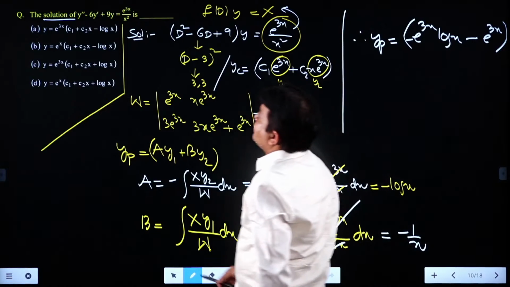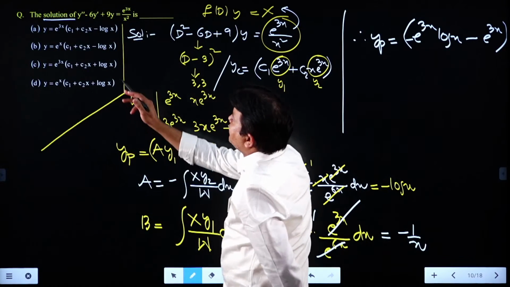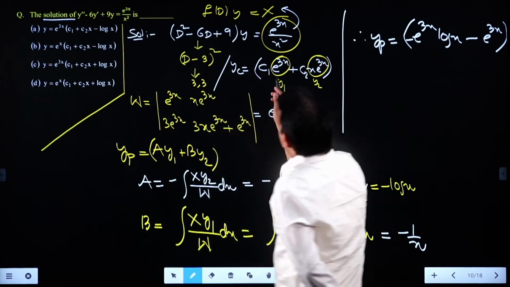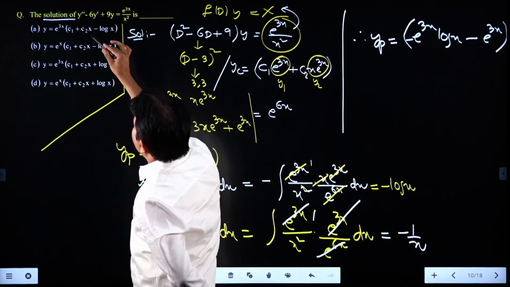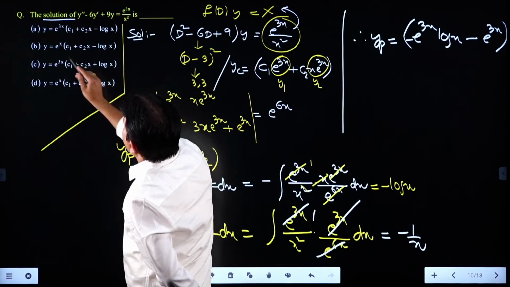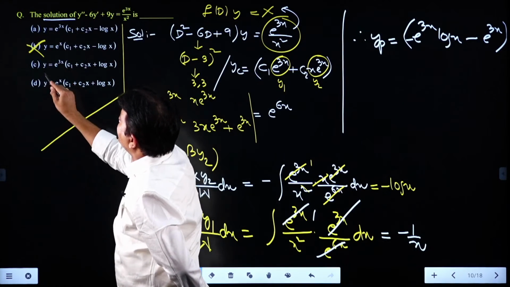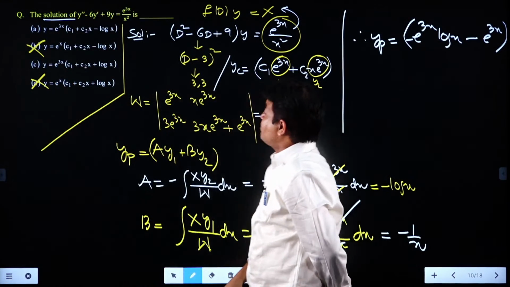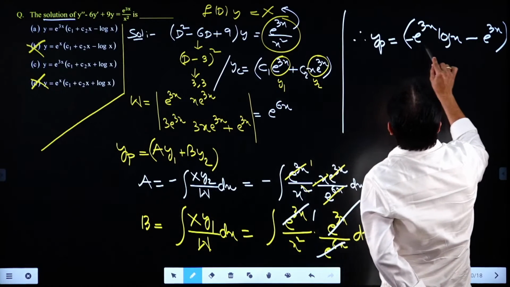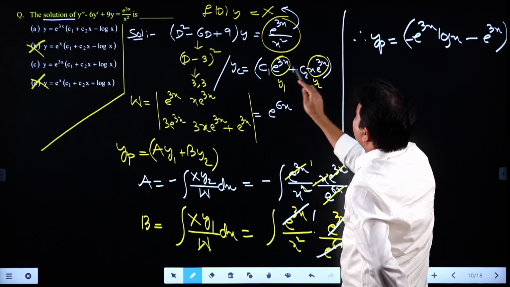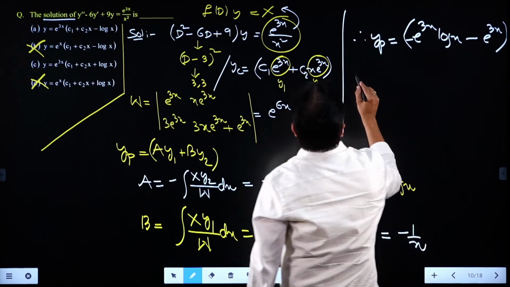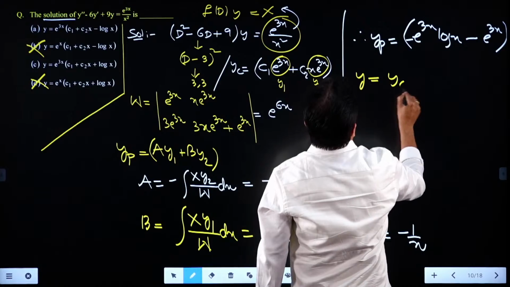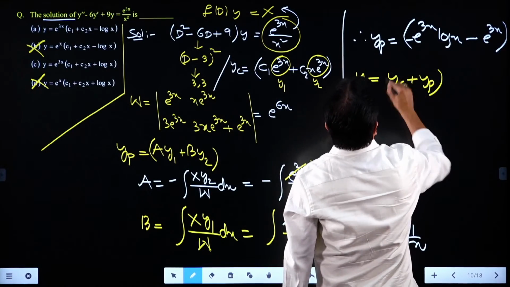Now, as I said, yp part and yc part combine. C1 e power 3x, C2 x e power 3x. In every option it is there. Here e power x only. These two neglect. Our yp part, you observe, is minus e power 3x log x. Here e power 3x, e power 3x common. So, if you combine carefully, y equals yc plus yp.